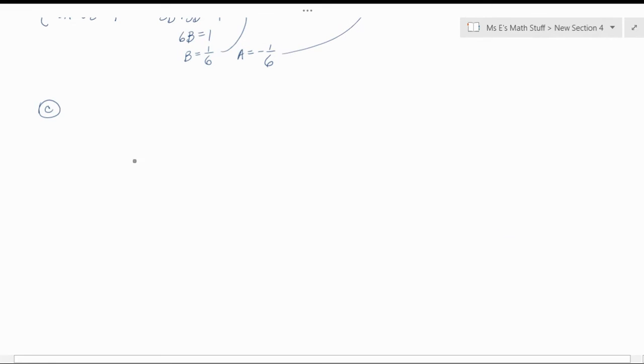Okay, let's see. For part C, let's have you take a look at 5x squared minus 12x minus 12 over x cubed minus 4x. And I think this is our last problem that we'll do, and then you'll be done with notes for this lesson. All right. Good luck.